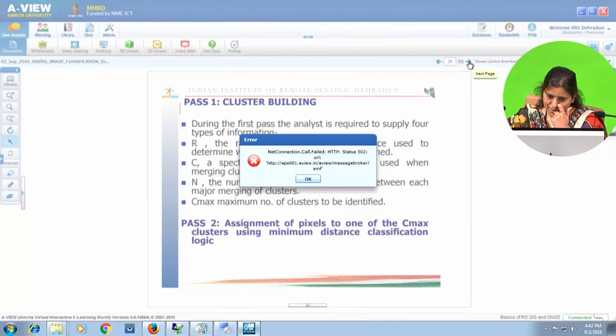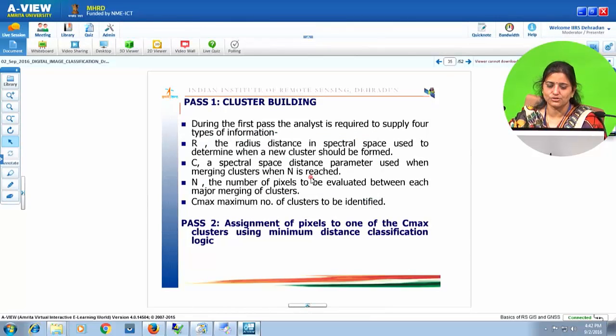So in the first pass, the analyst is required to supply 4 types of information, which is capital R, the radial distance in spectral space used to determine when a new cluster should be formed. C, that is a spectral space distance parameter used when merging clusters when capital N is reached. Capital N is the number of pixels to be evaluated between each major merging of the clusters that has to take place, and C maximum would be the maximum number of clusters to be identified.